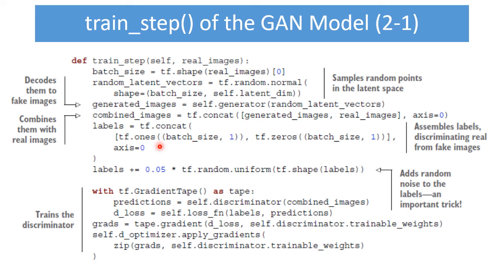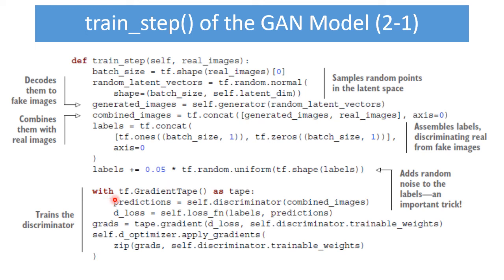If the discriminator finds that the input is a fake image, then the label is 1, otherwise it should be 0. If the discriminator detects a fake image, then the output is 1. Okay, so there's another important trick. We need to add random noise to the labels. Okay, so then we can finally train the discriminator.